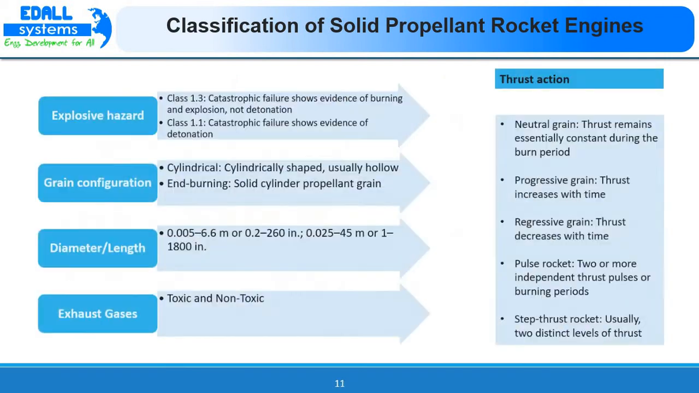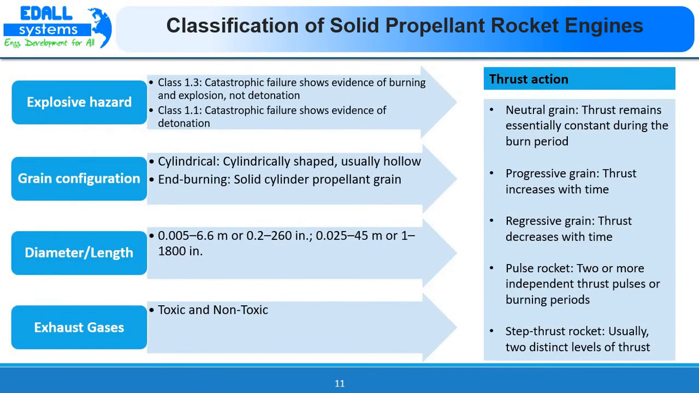Then there are other categories: the explosive hazard, grain configuration, diameter or length, exhaust gases, and the thrust action. Based on the explosive hazard, we can classify the solid propellant rocket engines as class 1.3 or class 1.1. Class 1.3 means catastrophic failure shows evidence of burning and explosion, that is, no detonation. So class 1.3 includes non-detonable solid propellant rockets. Class 1.1 describes catastrophic failure which shows evidence of detonation. So class 1.1 is hazardous because catastrophe can occur because of the detonation, and class 1.3 is a little milder than class 1.1.